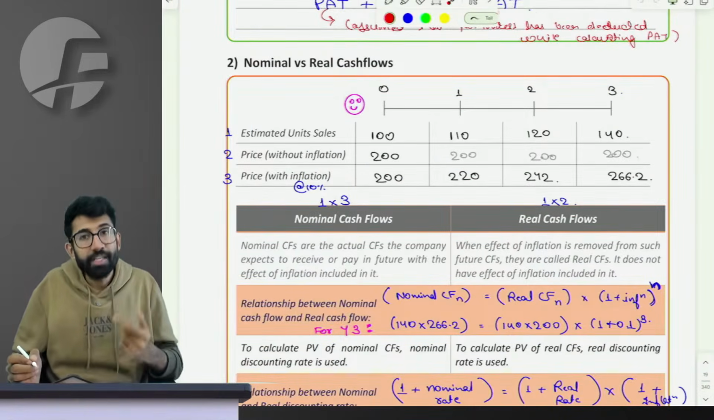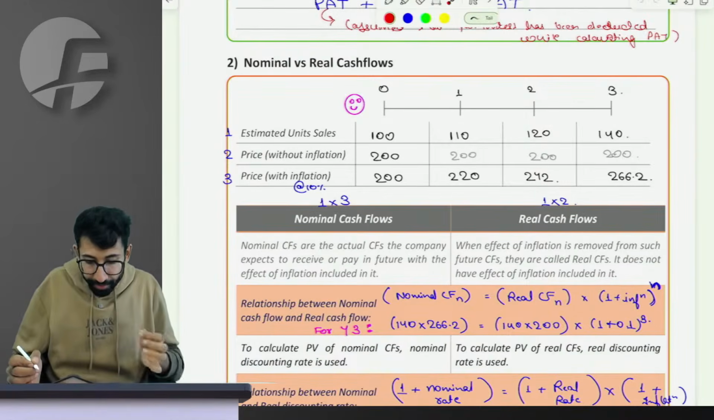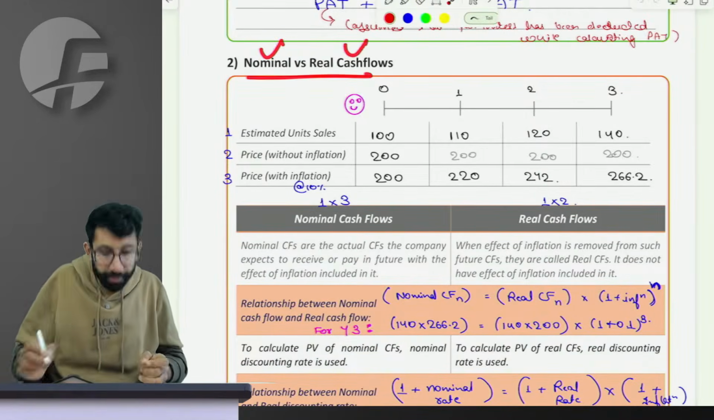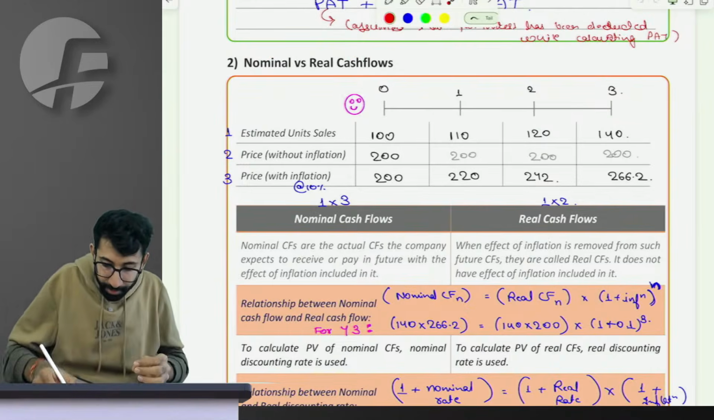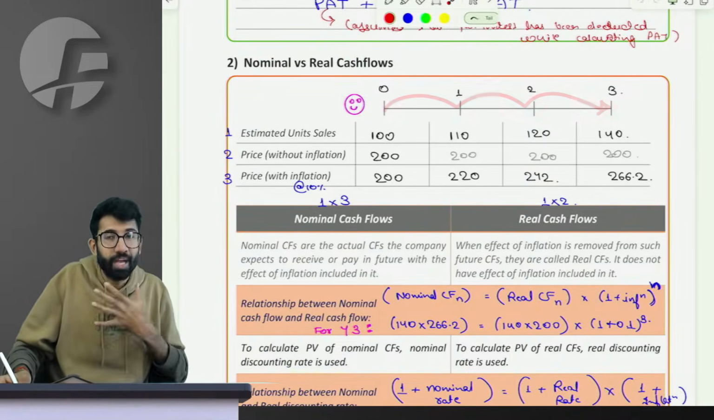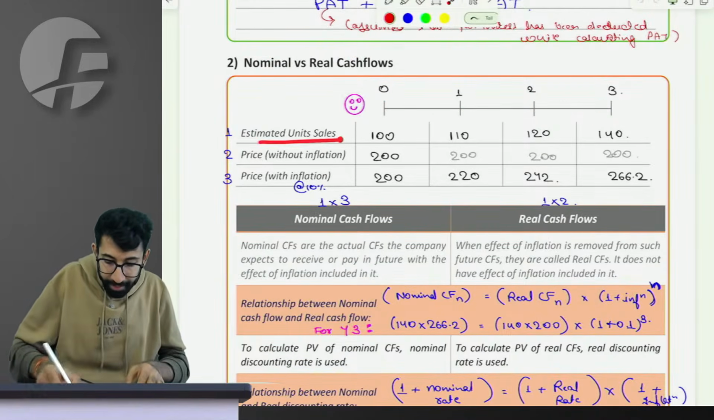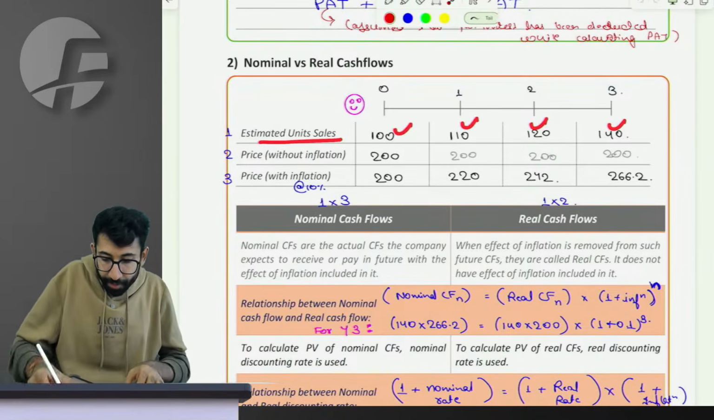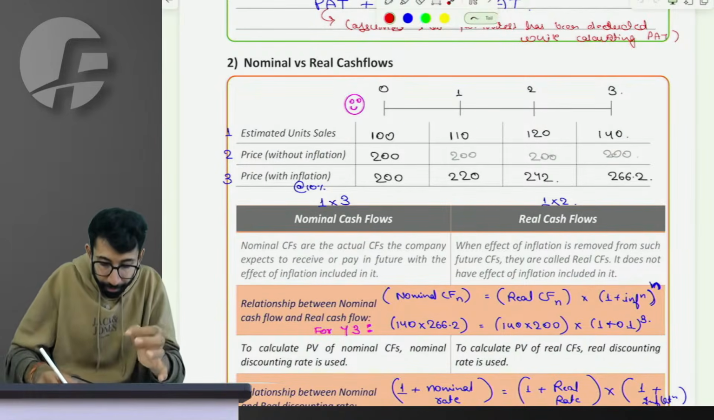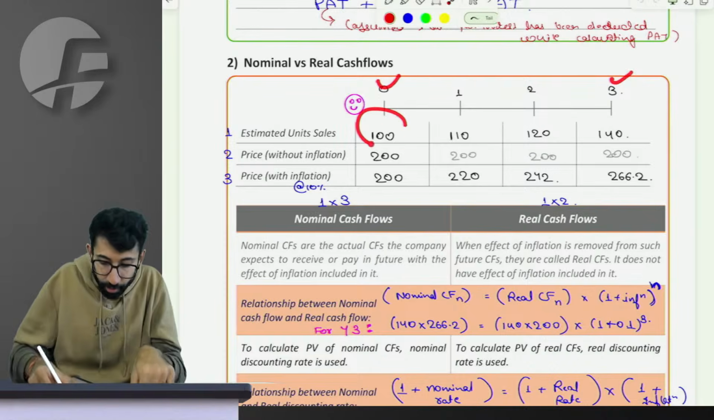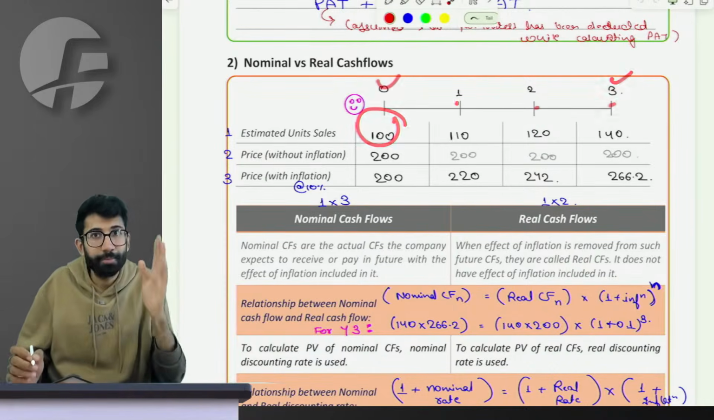Now that CFAT that you calculate can be real versus nominal. What do you mean? Let's imagine that I'm trying to predict the future. I'm a company, I'm trying to predict that I will sell 100, 110, 120 and 140 units of my product from year 0 to year 3. Year 0 is the actual number, 1 to 3 are the projections.